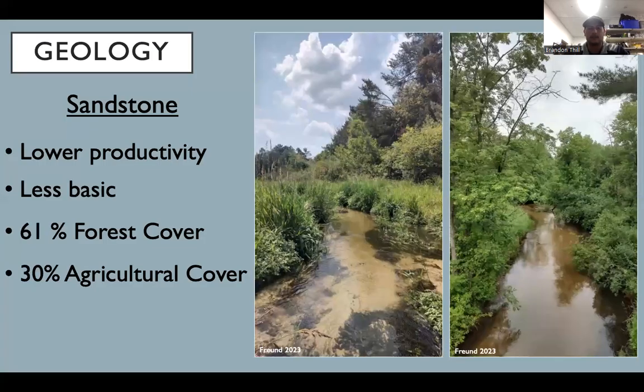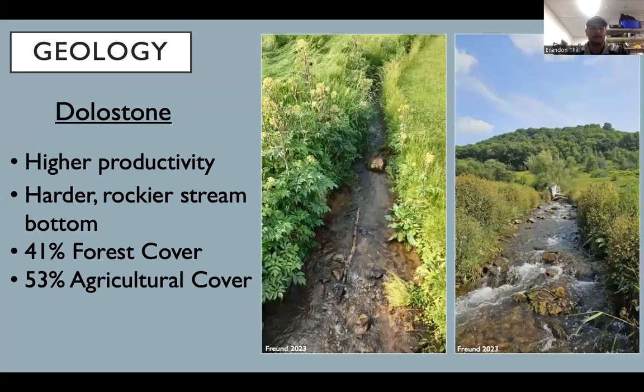Looking into the streams more individually, our sandstone streams had a little bit lower productivity, were a little less basic, and the average sandstone watershed had 61% forest cover and 30% agricultural cover. We can compare that to our dolostone streams, which had higher productivity. They had that harder, rockier stream bottom and that presence of cobble and gravel. And the watersheds had a little bit less forest cover and quite a bit higher percentage of agricultural cover, sitting around 53%.